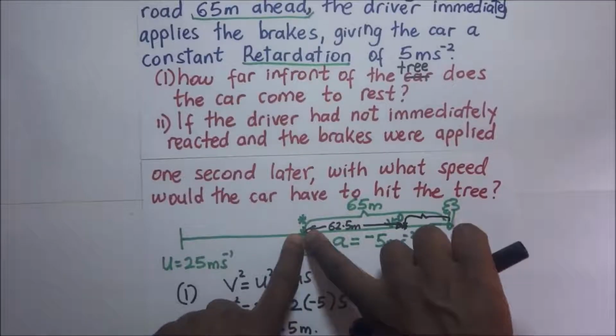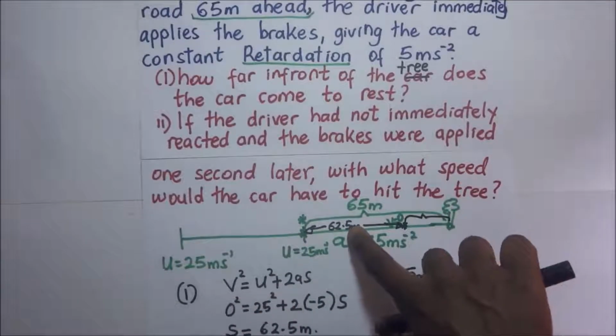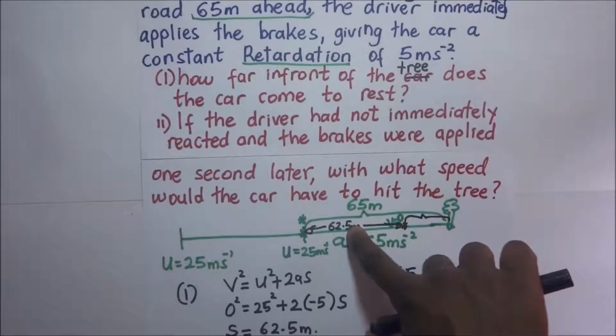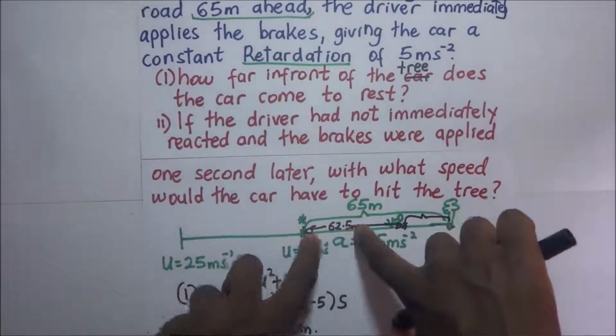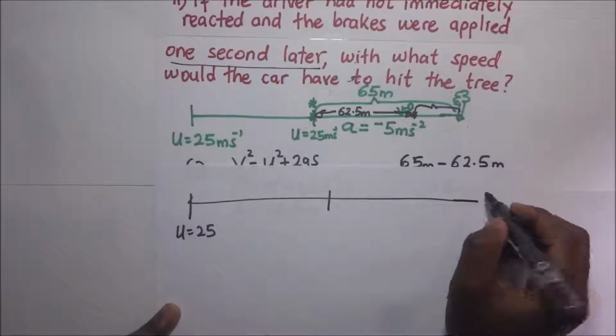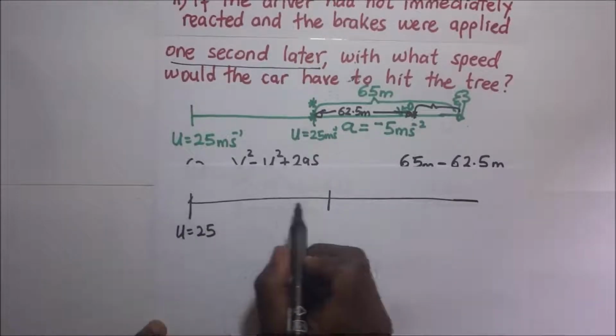So we need to first find the distance he covers in that 1 second when he delays to apply the brakes, so that we're able to subtract off that distance and deal with our new diagram. Just for clarity, I'll redraw this diagram. So initially he moves at a constant speed of 25 meters per second.